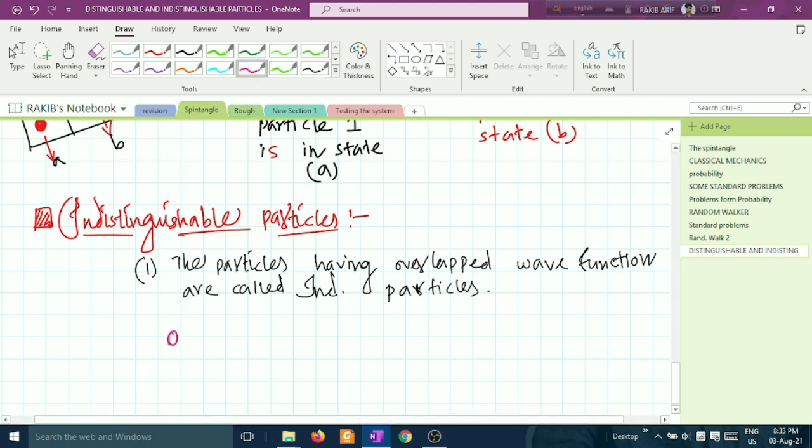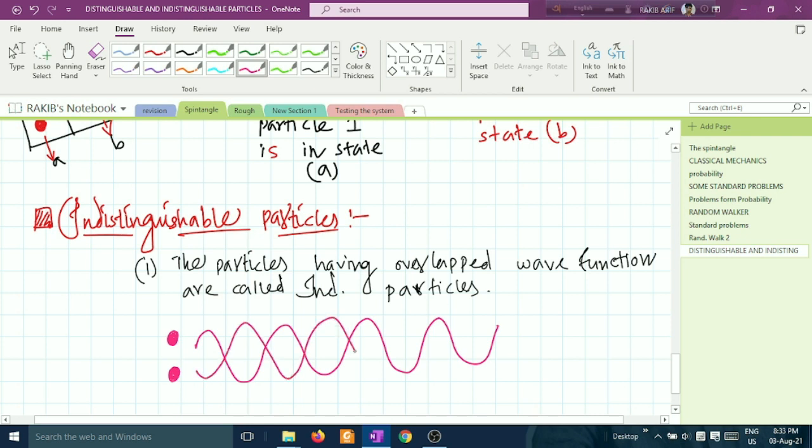You can easily see that this one is the particle 1 and this one is the particle 2. Suppose the particle 1 has a wave like this, and the particle 2 has a wave like this. When you close your eyes and you do not know which one is the particle 1 and which one is the particle 2, how can you determine which is which? You cannot, because both are the same color. This is called indistinguishable particles.